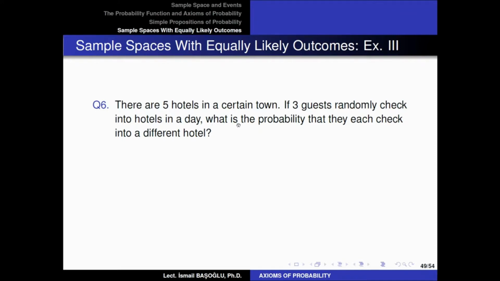And at this point, please do not focus on the question. Just focus on the random experiment procedure. We are going to answer the probability of the event of interest later. So at this point, it says 3 guests randomly check into the hotels. Some of these guests can check into the same hotel, or maybe all of them can check into a different hotel. So at this point, we need to count in how many different ways this experiment can end up.